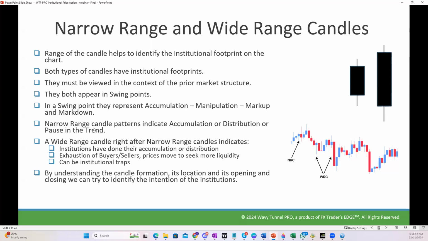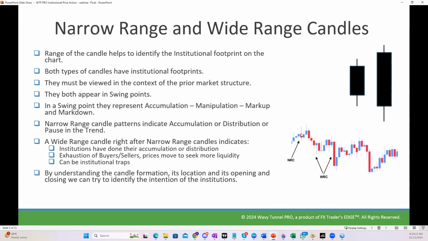The narrow range candle pattern often indicates accumulation or distribution or a pause in a trend. So that's why it's very, very important to distinguish between the wide range candle and the narrow range candle. Now look at here. Those small candles are all narrow range candles, right? And with these candles, you can see it doesn't make any sense. All it does is just a whipsaw in the market.